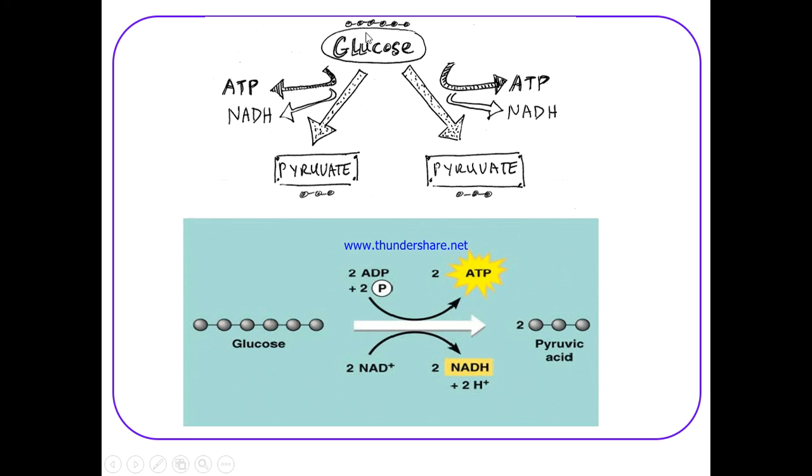The glucose contains 6 carbon atoms. When it's broken down, it releases 3 carbon atoms each. Each one of the pyruvates contains 3 carbon atoms: 1, 2, 3. Here 1, 2, 3. So for each pyruvate reaction, it produces 1 ATP and 1 NADH. And here 1 ATP and 1 NADH. So in total we have 2 ATP and 2 NADH.